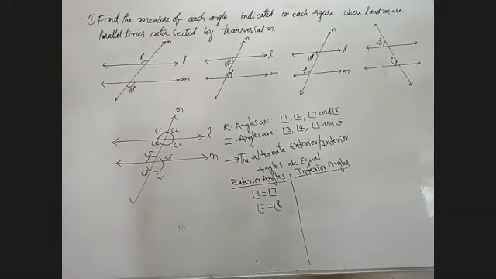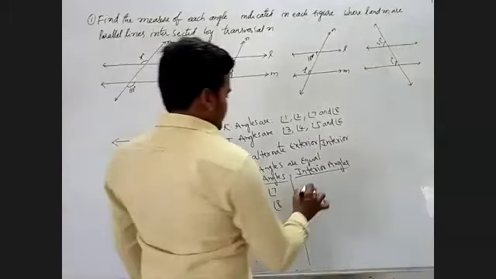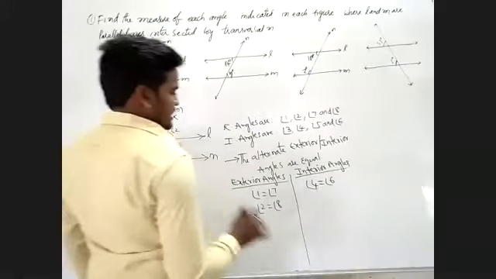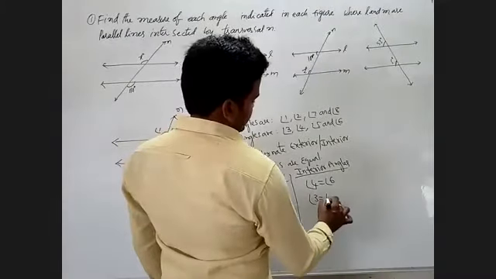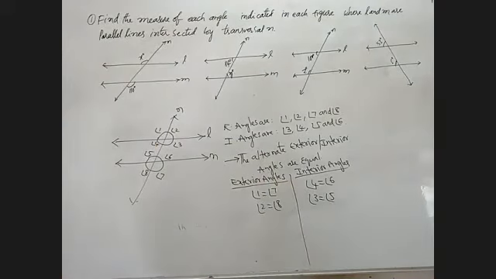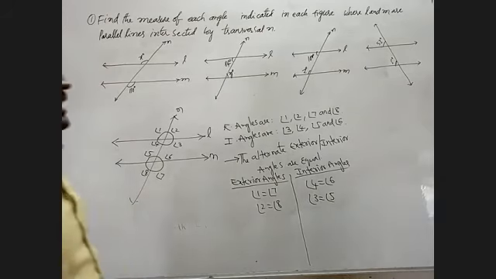After that, the alternate interior angles are also equal. That is, angle 4 is equal to angle 6, and also angle 3 is equal to angle 5. After that, we will observe both interior angles are supplementary.